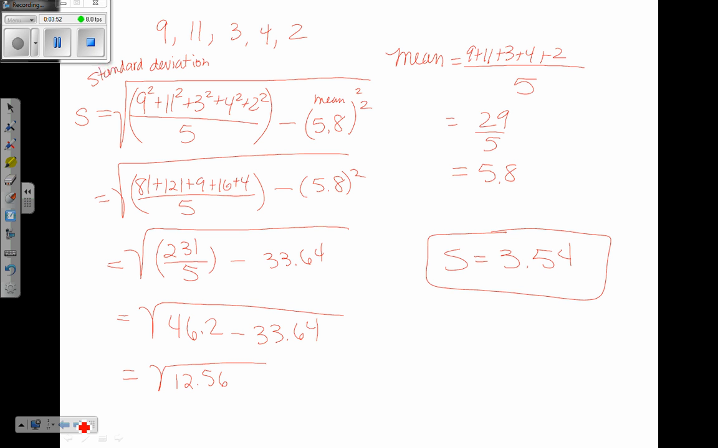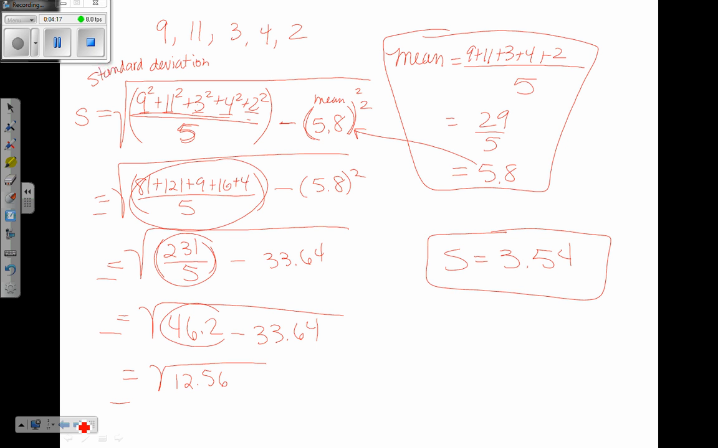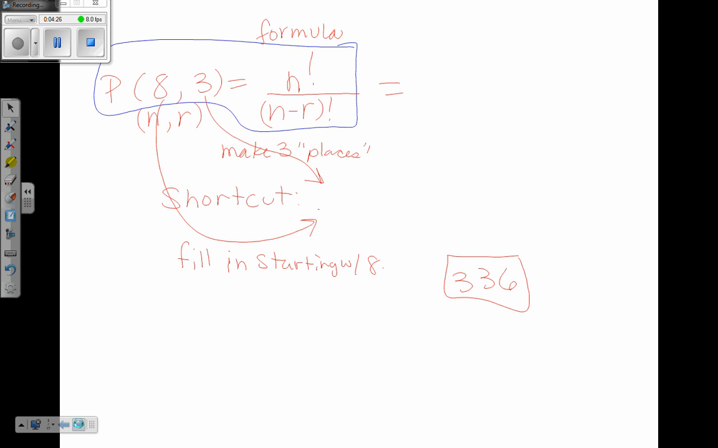You add up the squares of the numbers here. You divide by however many numbers you have. Then you subtract the square of the mean. And here I have worked out each of these by hand. The first thing I did was I found the mean, and then I used that right there in the formula. And so once you work this out by hand, you just do each of these. You figure out what they are, you subtract, get that number. The square root of 12.56 is 3.54. So that's the standard deviation for that set of numbers.